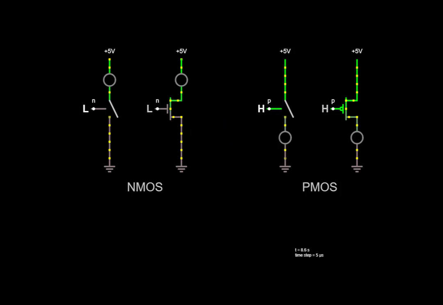NMOS transistors turn on when we apply a high voltage to the gate. Here we see initially there's a low voltage applied to the gate, but when we turn that to a high voltage, the switch closes and the current flows through the circuit. Conversely, PMOS transistors are normally open when there's a high voltage applied to the gate, but if we switch the gate voltage from high to low, the PMOS transistor closes and current flows. Hence, these two devices are complementary in their operation.